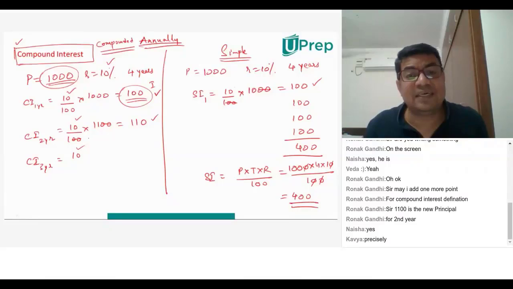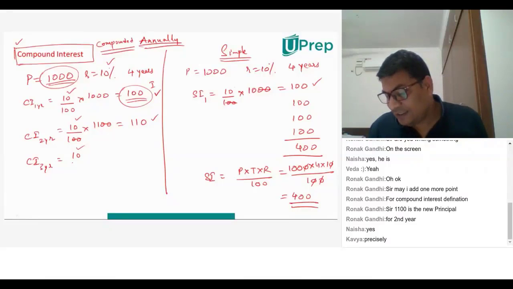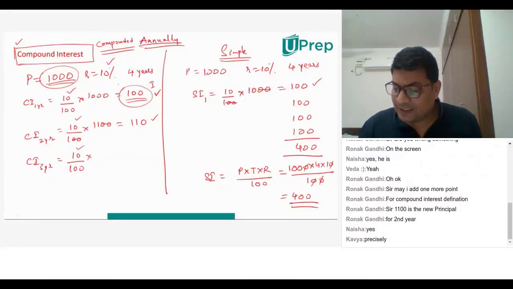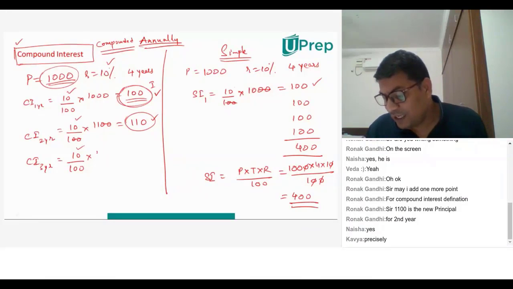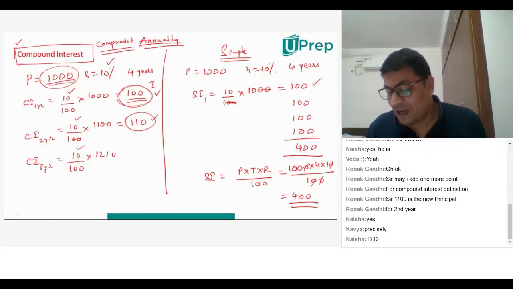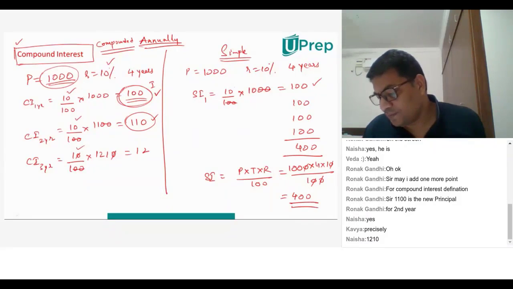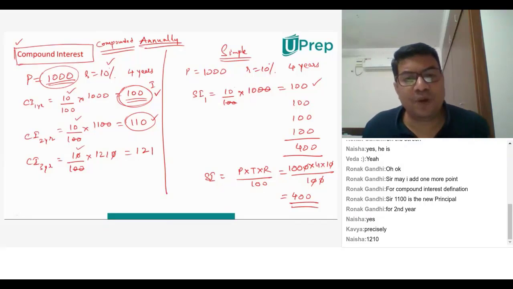When I say interest earned until then, that means 10 by 100 times of 1,000 plus 100 plus 110. So now the new principal will be 1,210. It's not 1,100 now, it's 1,210. So 10 by 100 of 1,210, these two zeros get cancelled. So that will be 121 rupees. I hope you're with me.